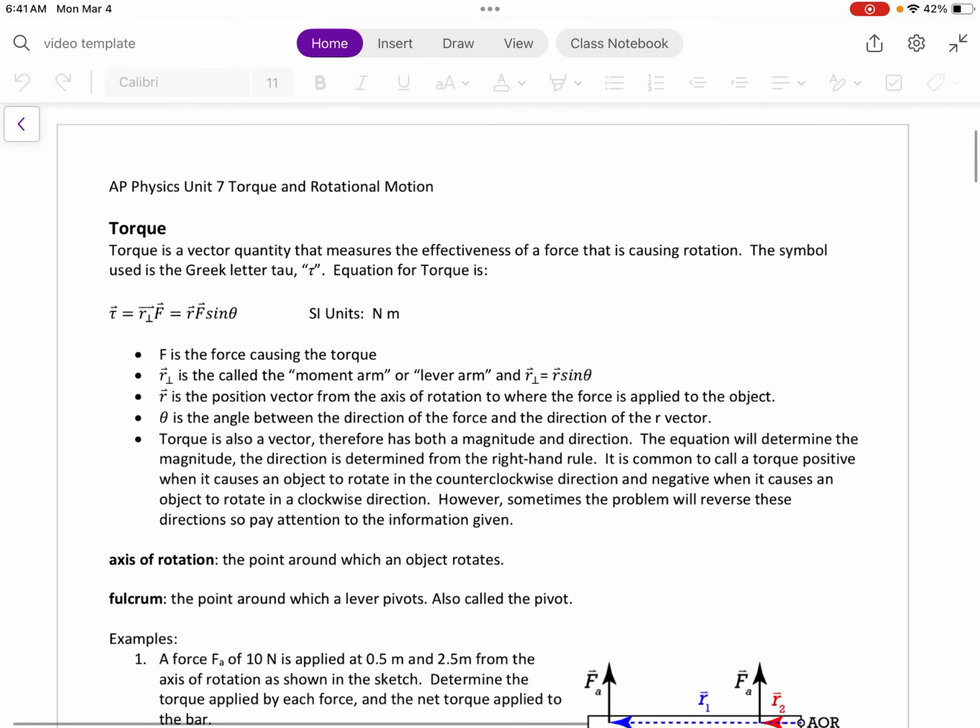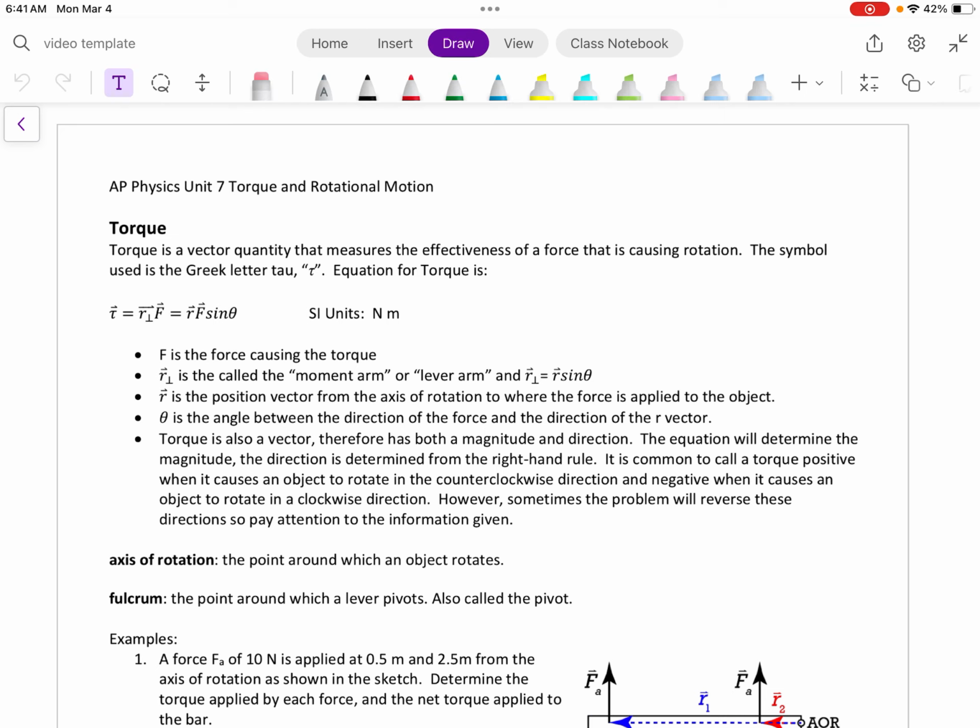All right, this is my lecture from my notes on torque. We're starting a new unit and we have to learn a new topic. And the first topic is torque. Torque is a vector quantity that measures the effectiveness of a force that is causing rotation. So vector quantity, once again, is a quantity that has both direction and magnitude. The symbol used is the Greek letter tau, and it looks like a fancy T.